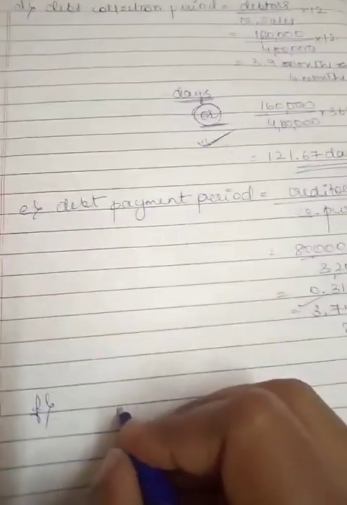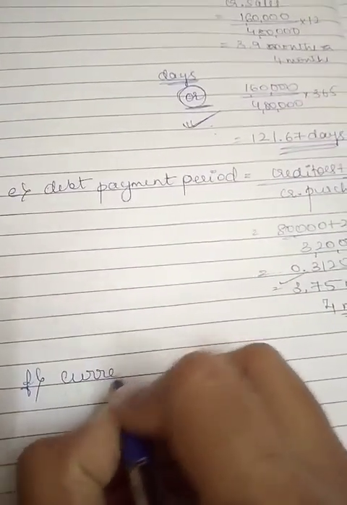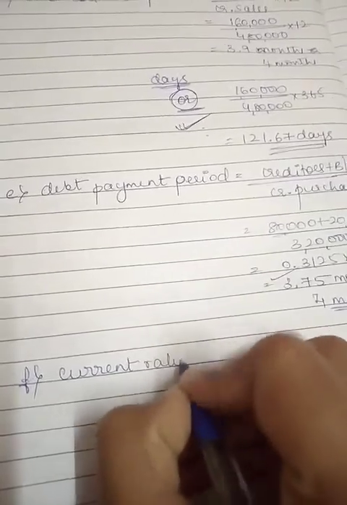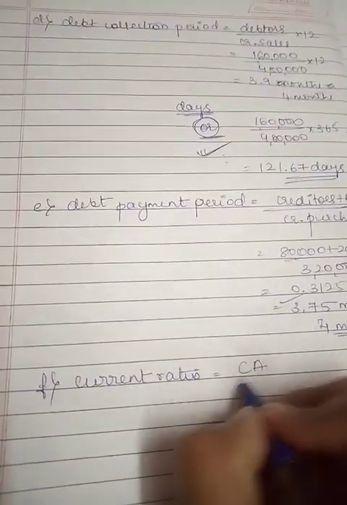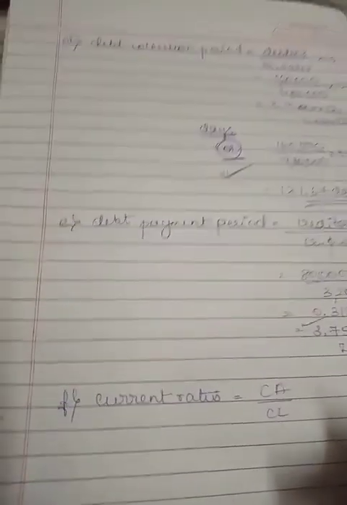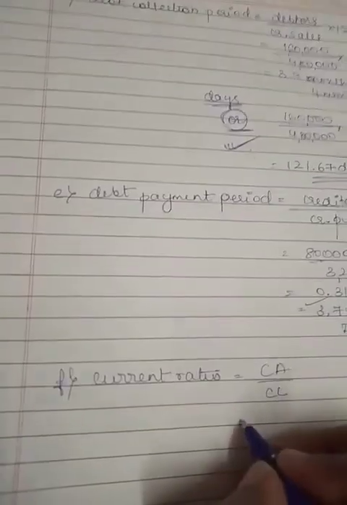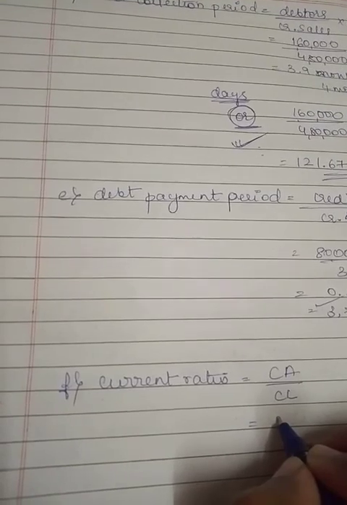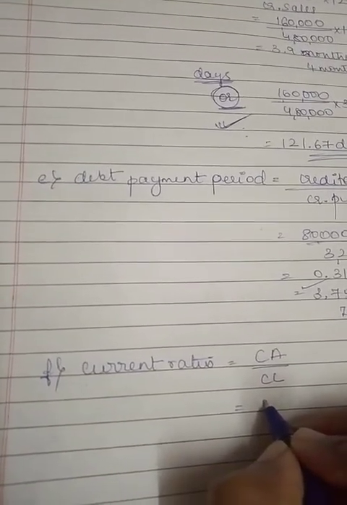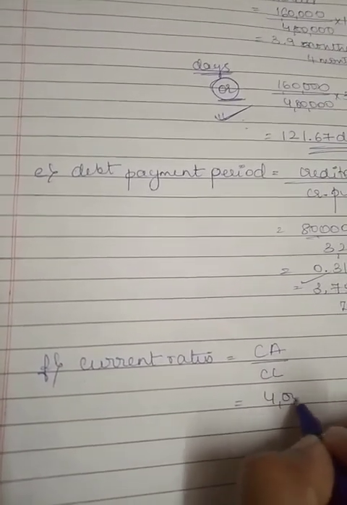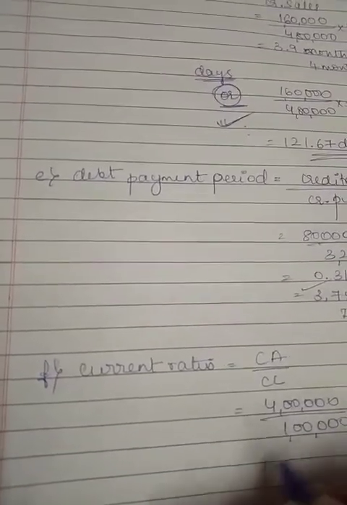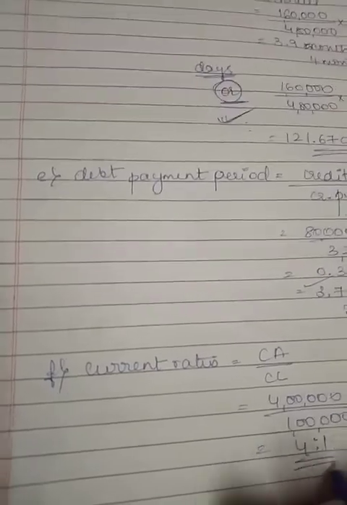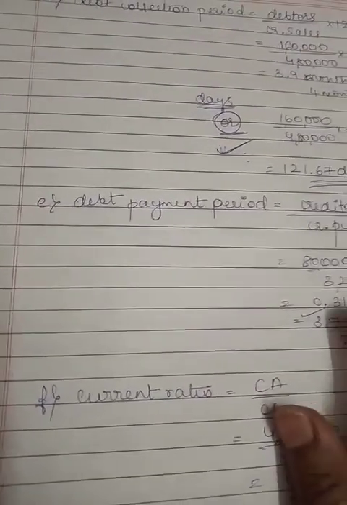current ratio. You have all computed this from the beginning of the ratio analysis. So what is the current ratio? Current ratio compares the current assets with the current liabilities. Here they have directly given the current creditors. So it is current assets 4 lakhs divided by 1 lakh, which is indicated as 4 is to 1. Clear? Current ratio is done.